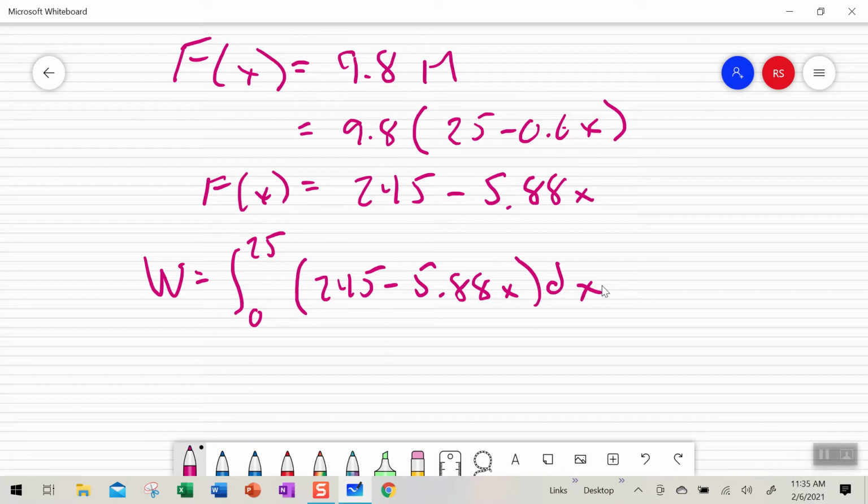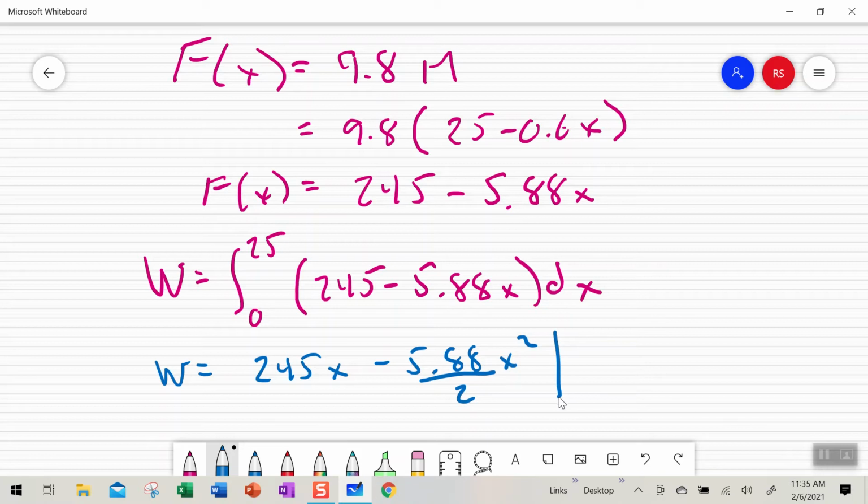On an exam, this is what I would be looking for, the simplified integral that you would use to solve this problem. Actually doing the integration is going to be fairly straightforward. The work is going to be 245x minus 5.88x squared, divided by 2, evaluated from 0 to 25.